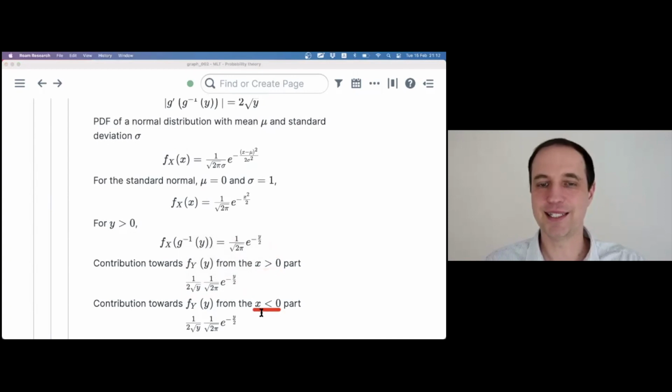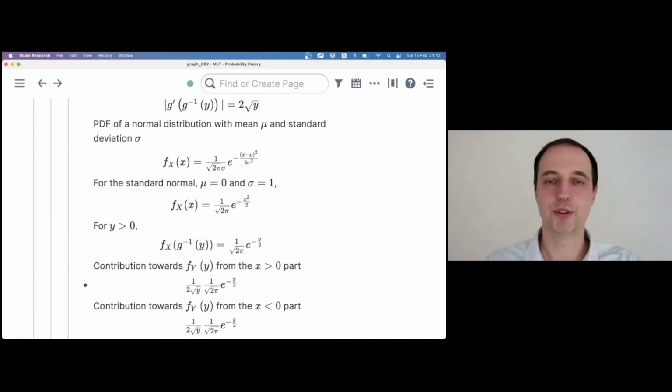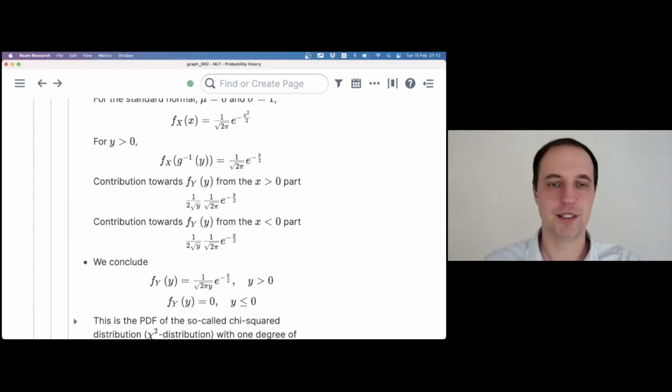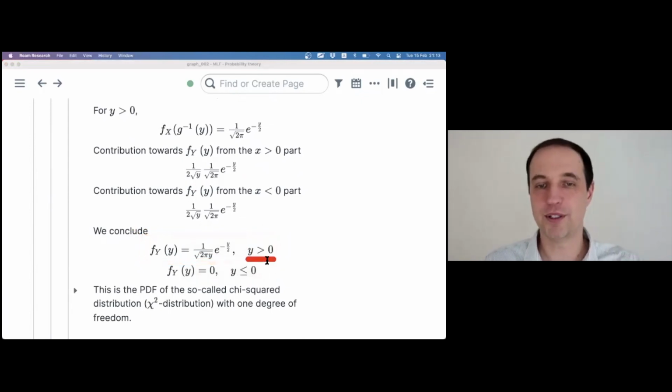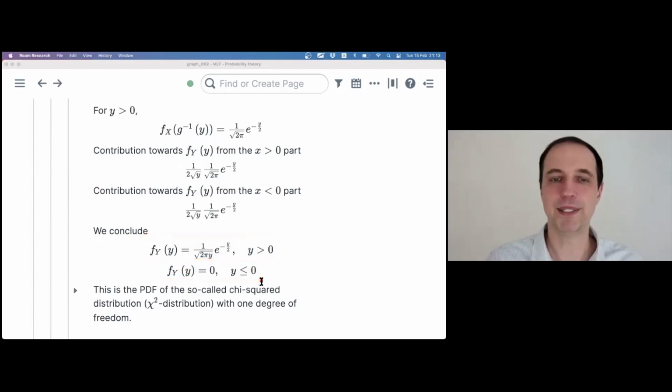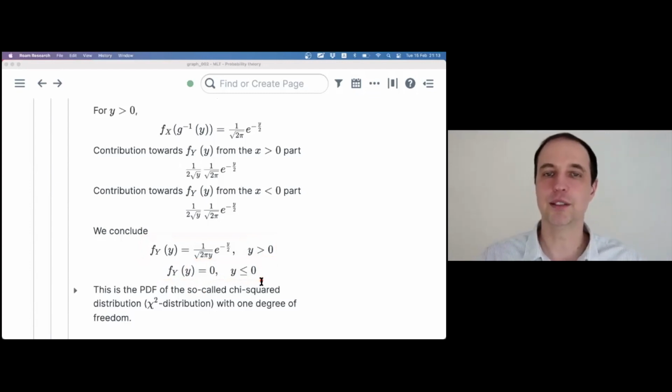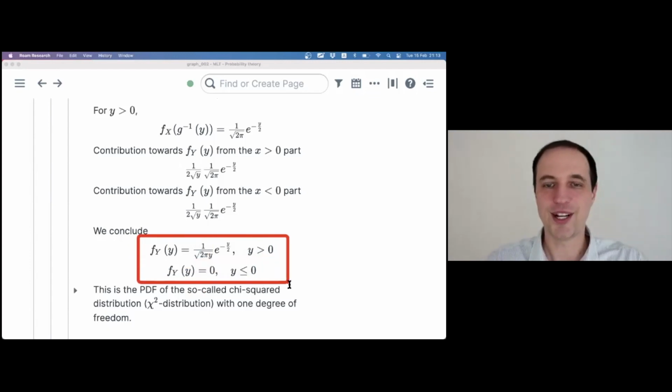We also have negative x's, and they contribute equally because everything is symmetric here. So we basically have two contributions towards the PDF of y. If we sum them up, we get this formula right here. Now in the formula, I'm assuming y is positive. If y is 0 or negative, then the PDF of y is equal to 0, because y is a square of something, so it cannot be negative. So that's the result of the computation.